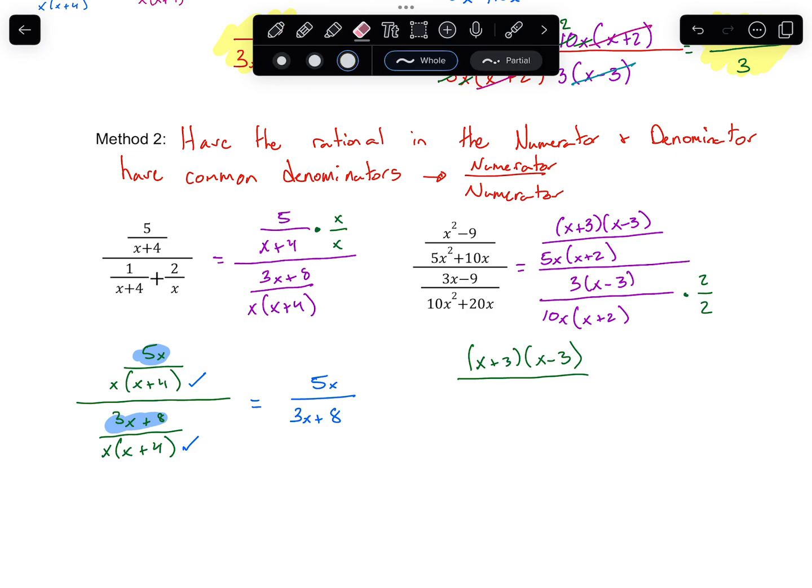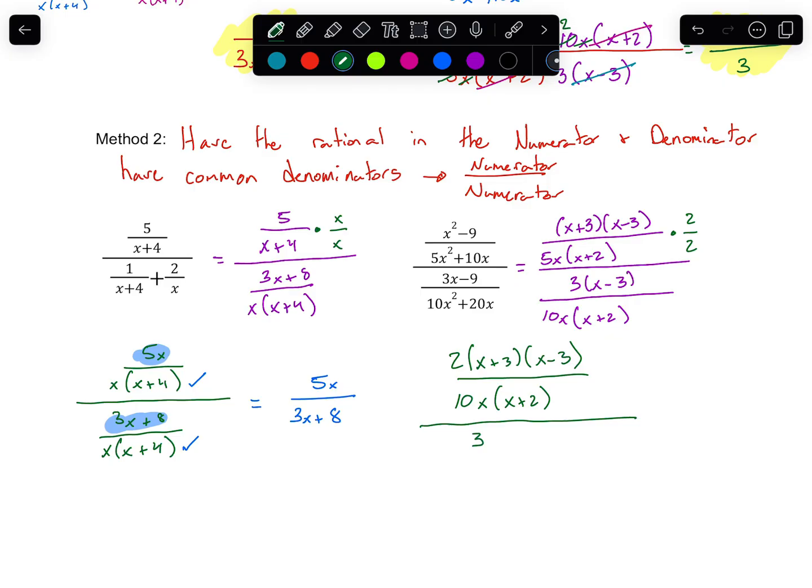Oh, my apologies. I want to multiply this one up top by 2 over 2. So back up. We'd have 2 times x plus 3 times x minus 3 over 10x times x plus 2, all over 3 times x minus 3 over 10x times x plus 2.